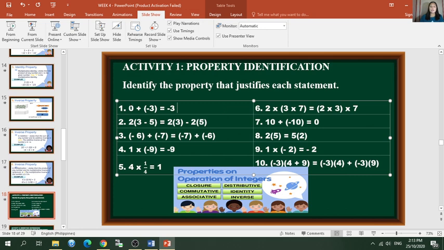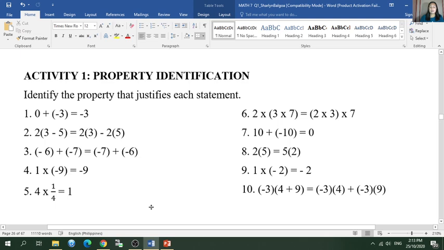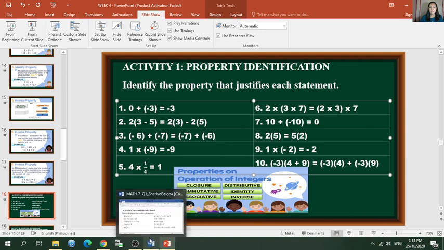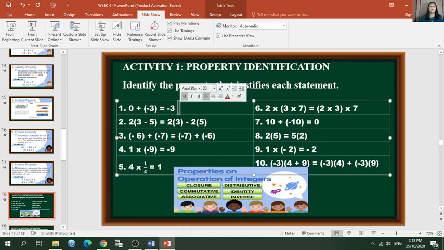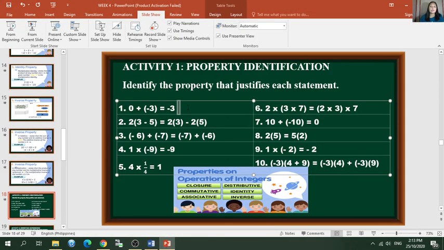Let's say 0 plus 3. This is similar to activity number 1. Okay? So what property is used in number 1? Take note that we have -3 in here, and on the right side, we have -3. What property is used in item number 1 since we have the presence of 0?